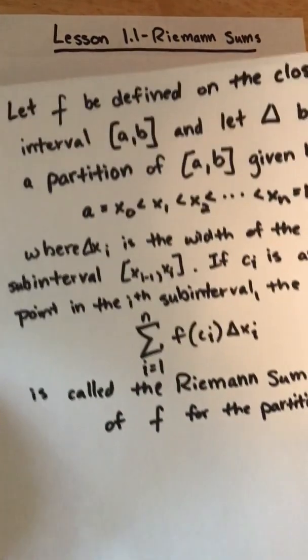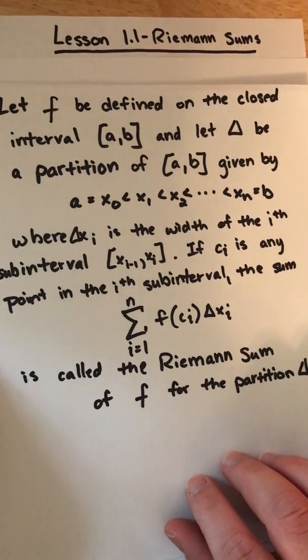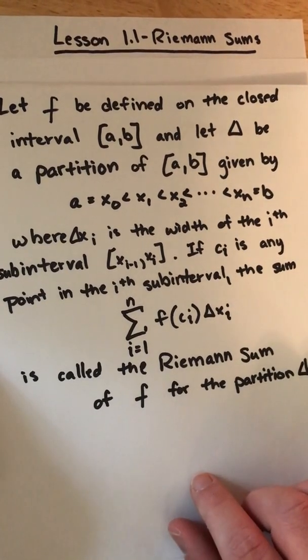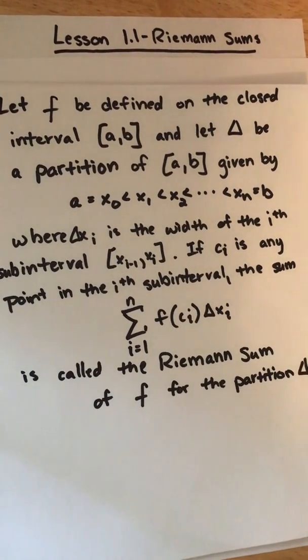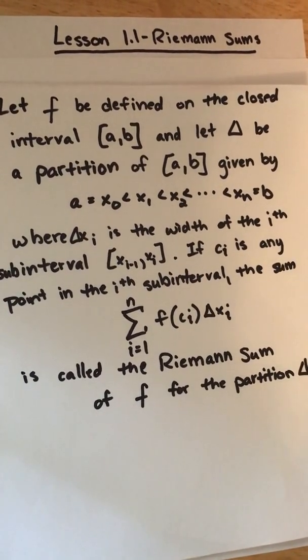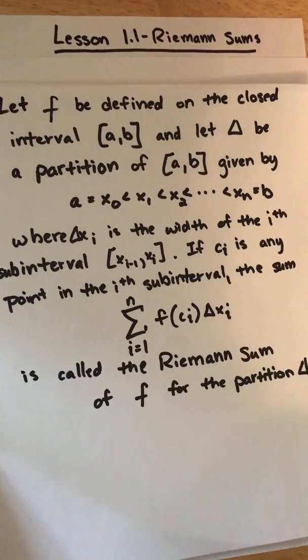Hey everybody, let's go over lesson 1.1 on Riemann sums by starting with the definition. So, let f be defined on a closed interval a to b, and let delta be a partition of a b given by that expression, where a is the first x, b is the last x, and all of the other x's are strewn in between.